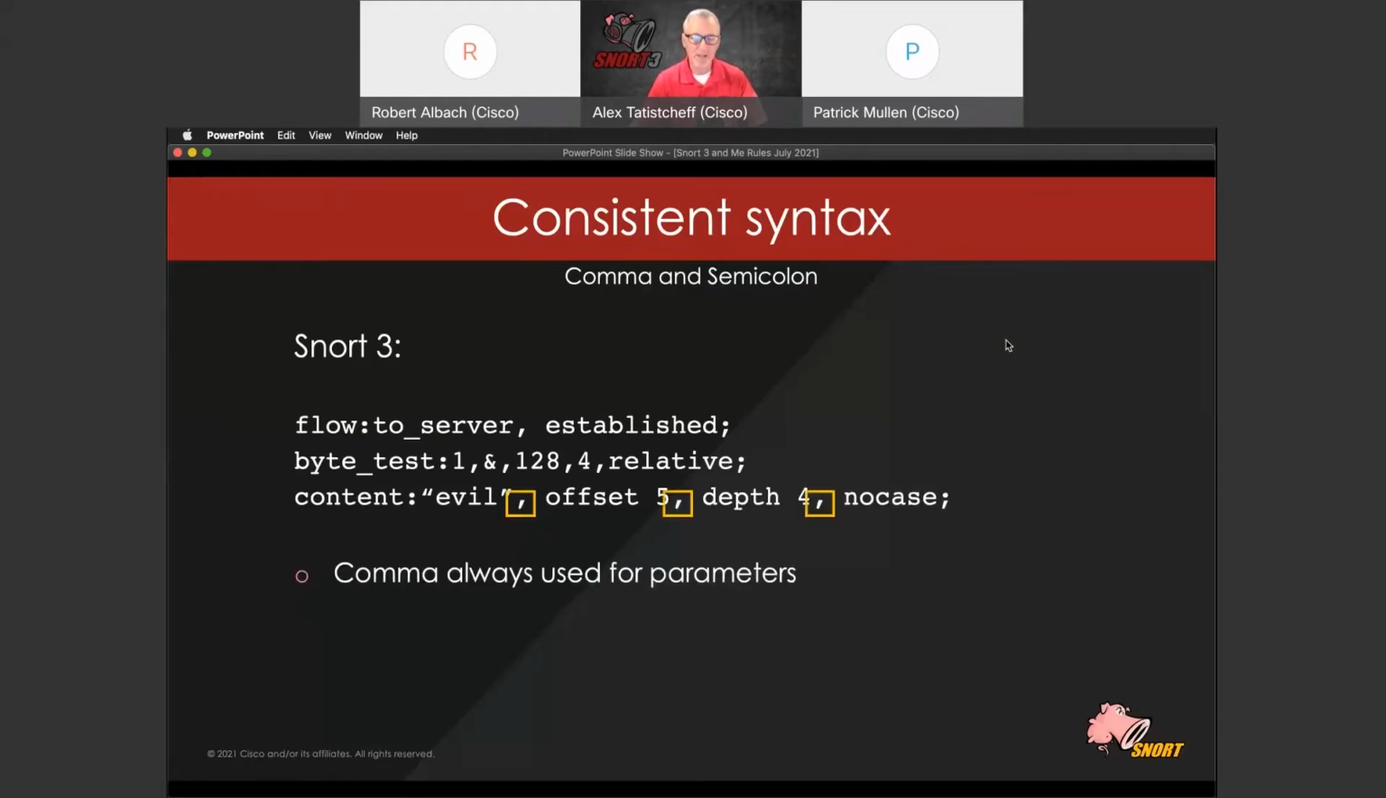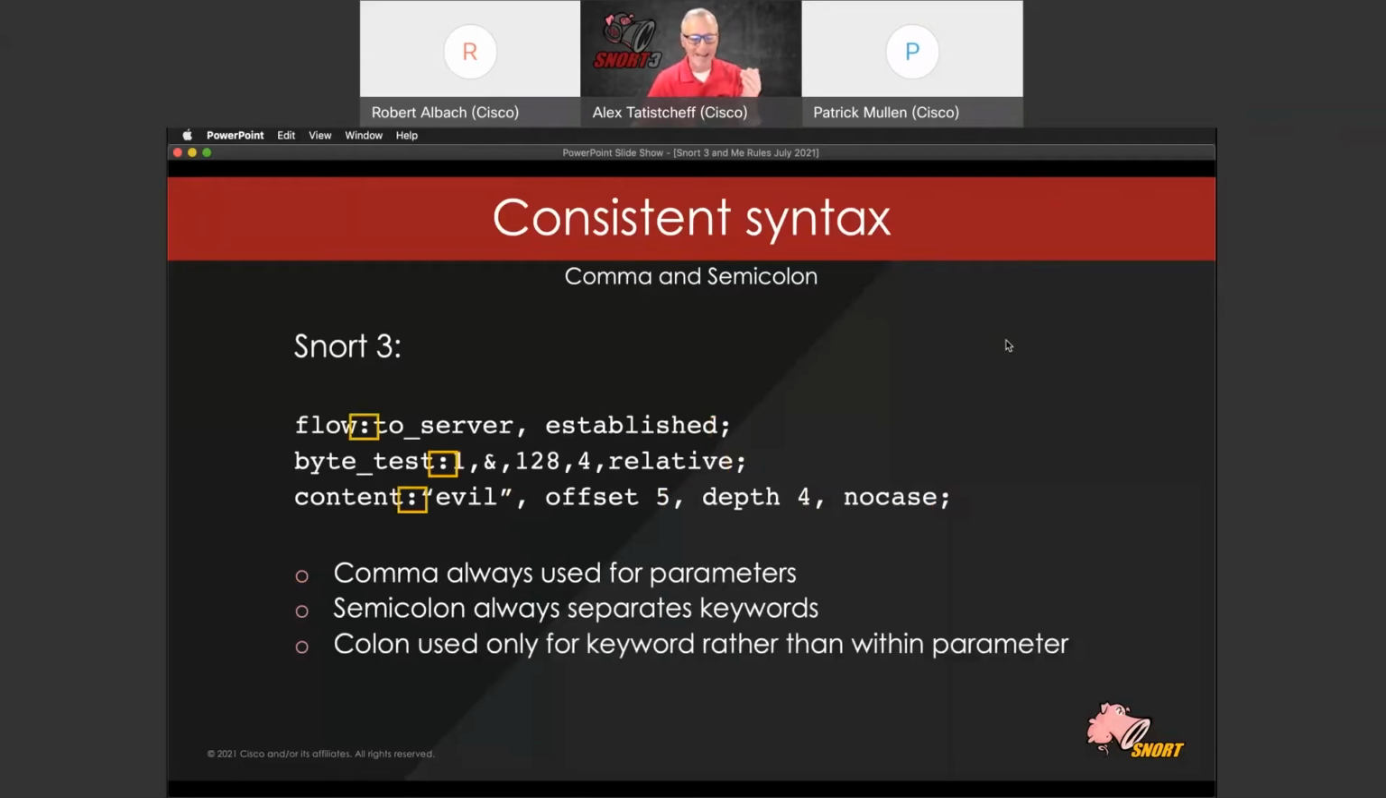So change those semicolons to commas. Not only that, semicolon now always means the end of the keyword. The comma separates parameters, and the colon. Previously in content match, there were colons within the parameters too, which could be a little bit confusing. Now the colon is really only just to say, here's a keyword, colon.